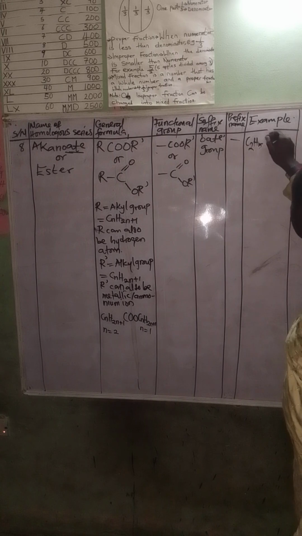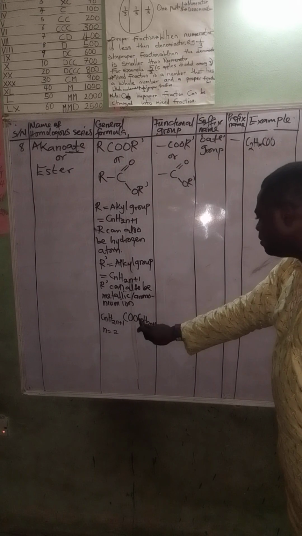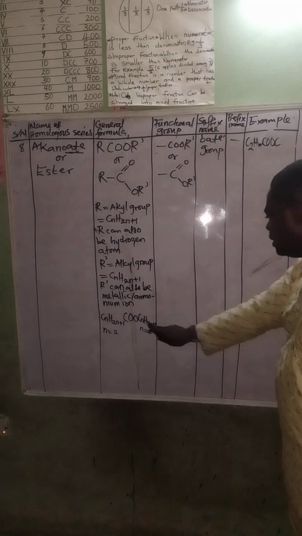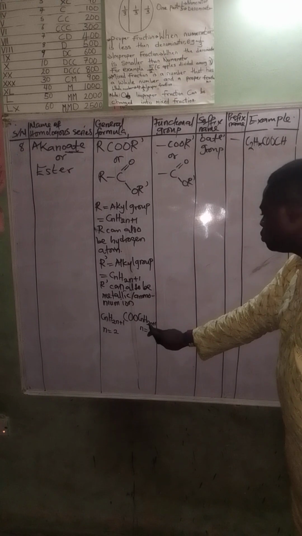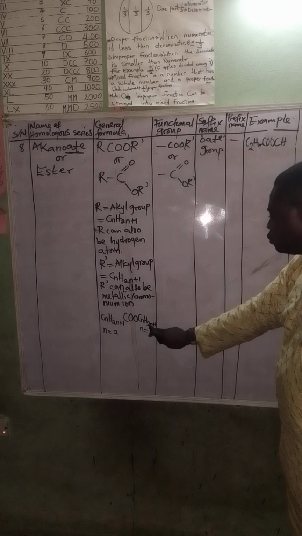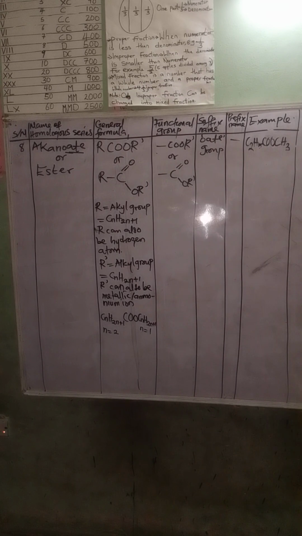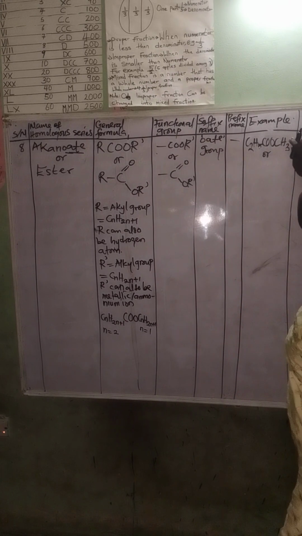Then you say let n be 1 here. C1, no need of putting the 1, just write C. Then H, 2 times 1, 2, then that 2 plus 1, that's 3. Now, this is the molecular formula. You can rewrite it as a structure.